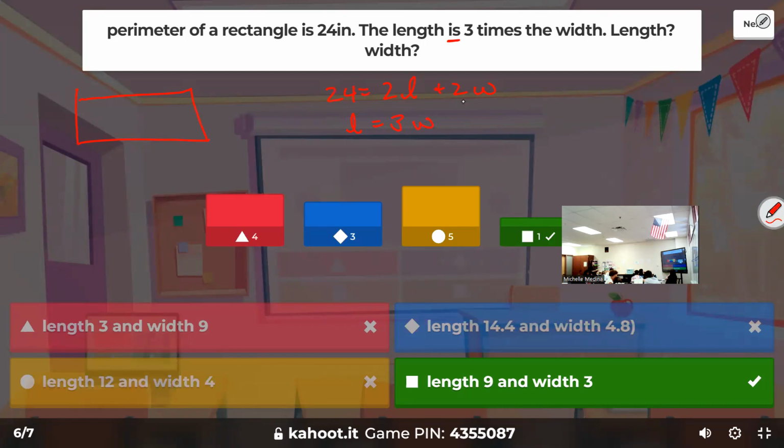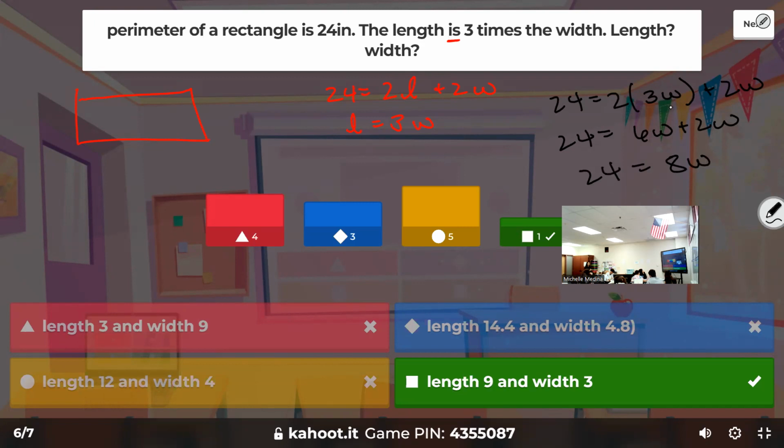In that case, use whatever method you want to solve. If it were me, and I didn't have a graphing calculator handy, I would just use substitution. And it would look something like this. All I did was take the L for what L equals, which is 3W, and then start simplifying. What's 2 times 3W? And 6W plus 2W? 8W is equal to 24.